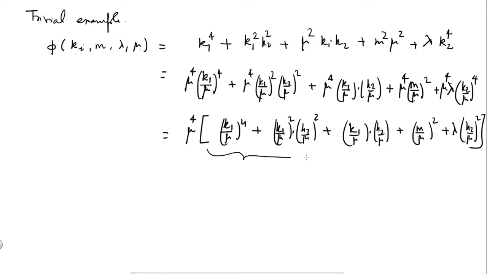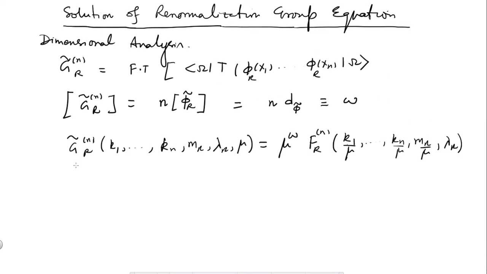The thing in the square brackets is completely dimensionless. And the entire mass dimension of phi, which is dimension 4 because each term is of mass dimension 4, is carried by the factor mu to the 4. Okay, and that is exactly what will happen here for the Green's function. So I will be able to write it as this object, which is completely dimensionless, and the entire mass dimension will be carried by mu to the omega.